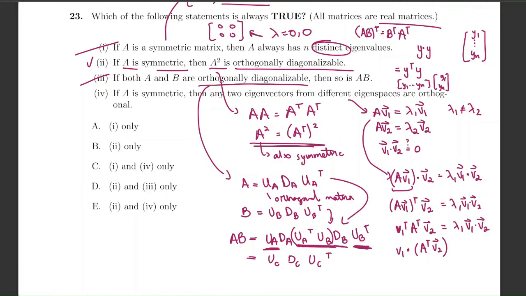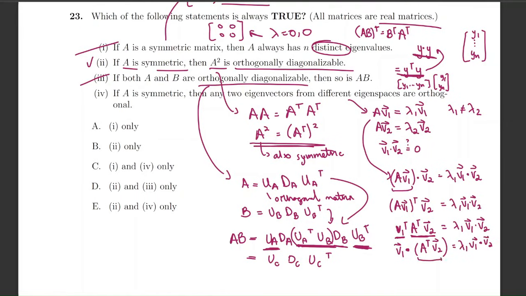Okay. Just to explain how we got there, remember that if we have y dot y, we can write it as y transpose y. Well, we can also flip it around, right? If we have some y transpose times y, we can rewrite that as a dot product. That's what we did here. We had v1 transpose, and then we have A transpose times v2. So we just put that back into dot product form, where we have v1 dot product with A transpose times v2. Okay, so now we have this expression here.